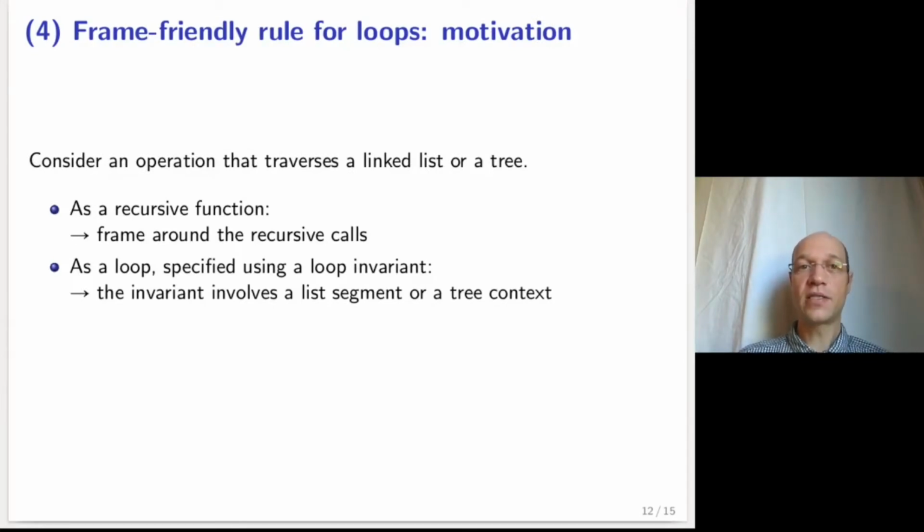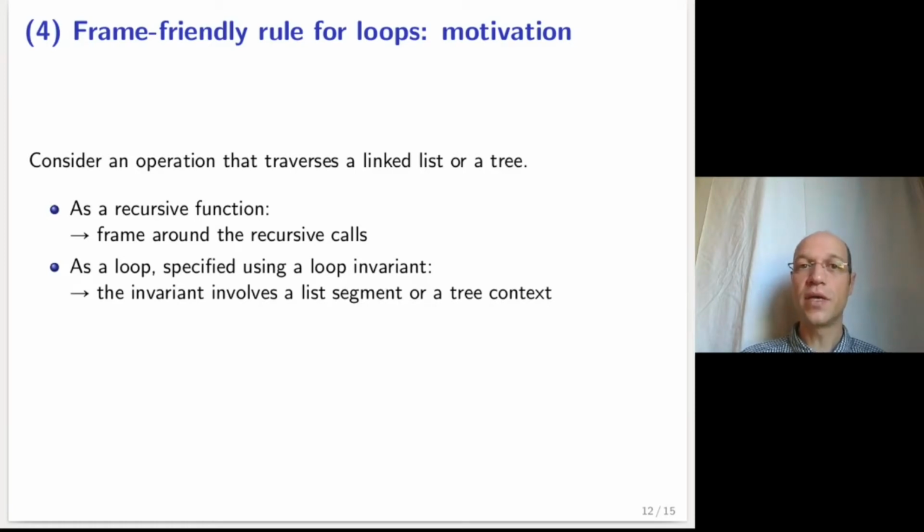The fourth and last feature I'd like to describe is a frame-friendly rule for reasoning about loops. So consider, for example, an operation that traverses a linked list or traverses a tree data structure recursively. If this operation is implemented as a recursive function, one can invoke the frame rule around the recursive calls to forget about the cells or the parts of the trees that are passed by.